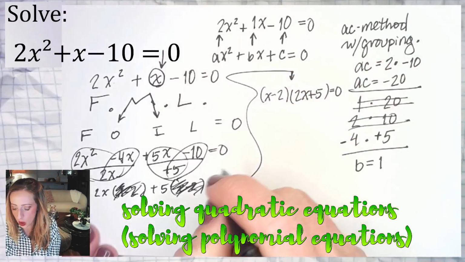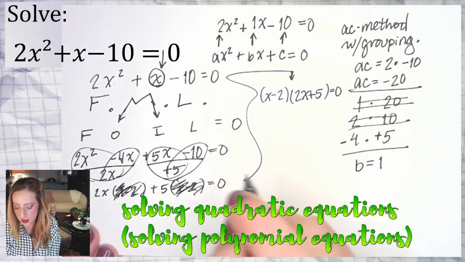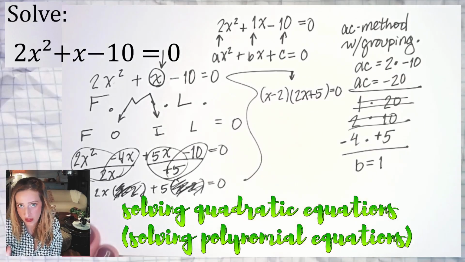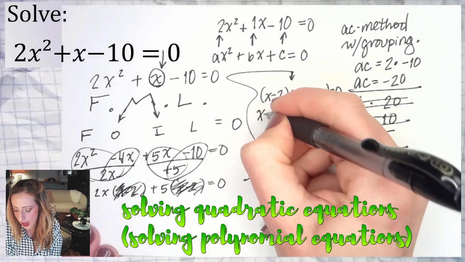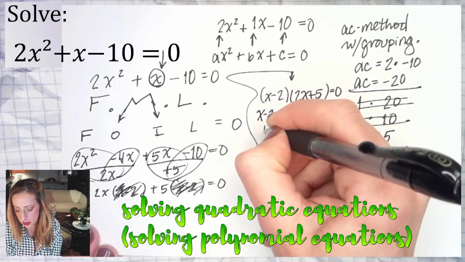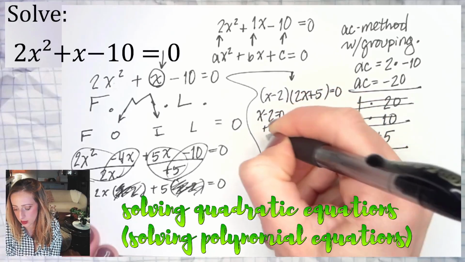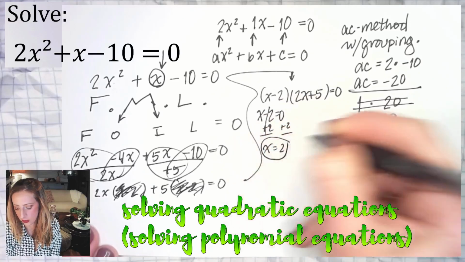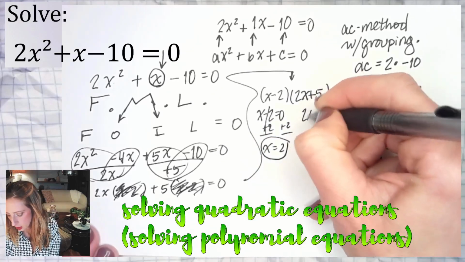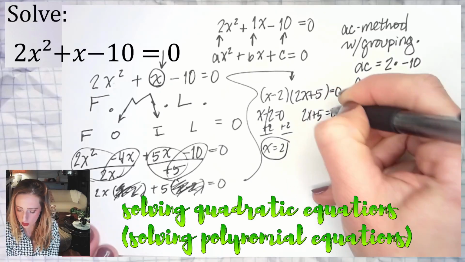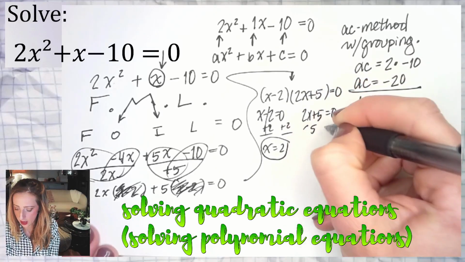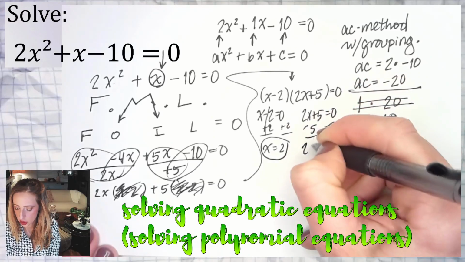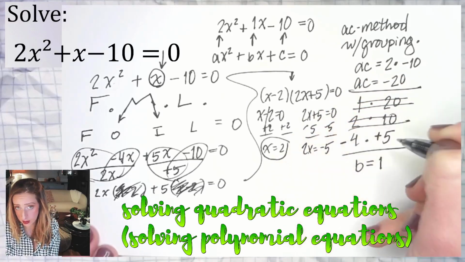Now we apply what we called the zero product property. That means you take each factor and set it equal to 0. X minus 2 equals 0. Add 2, add 2. Ooh, a little sloppy. X is 2. There's one of your answers. And then 2x plus 5 also equals 0. Subtract 5 from each side. 2x equals negative 5, but we're not done.